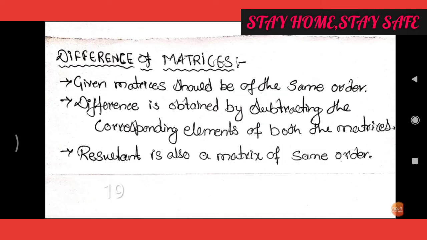What is given here as the third point is that the resultant is also a matrix of the same order. Means what we get as the conclusion after subtracting the second matrix from the first matrix, that is the resultant, and that resultant is also a matrix of the same order. Means whatever order the given matrices are of, that same order would be the resultant's also.